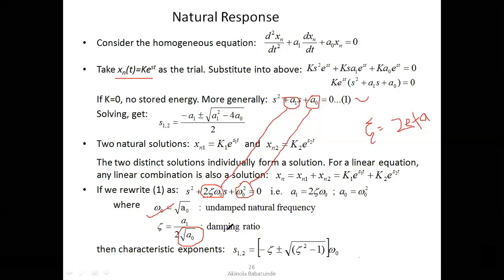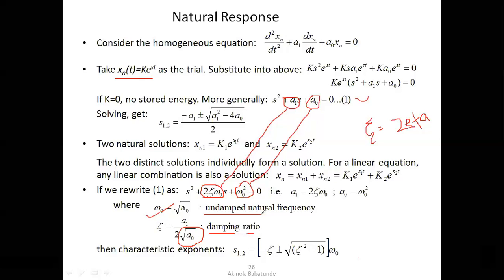Now you will see that we are introducing some terms here. We have the undamped natural frequency, and then we have the damping ratio. Damping is a term used to define a situation where you cut off the sources and then your response gradually tilts towards 0. So when you have an oscillation, and in terms of frequency, because we're introducing frequency terms here, w naught and all of those.